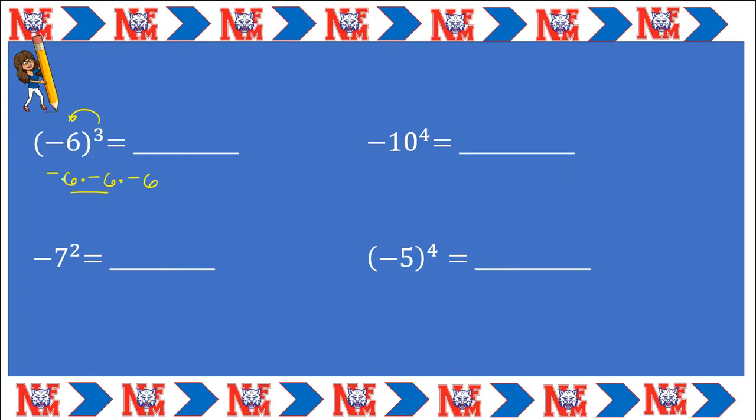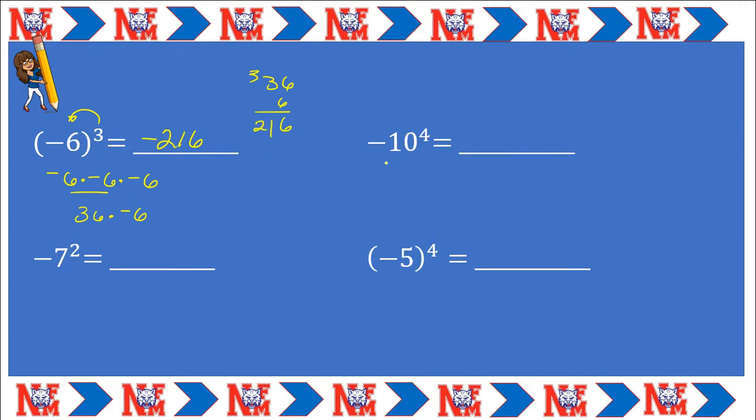So when we combine -6 times -6, we get 36 times another -6, and we get -216. And just to double check myself, that gives me 36. That's 18 and 21.